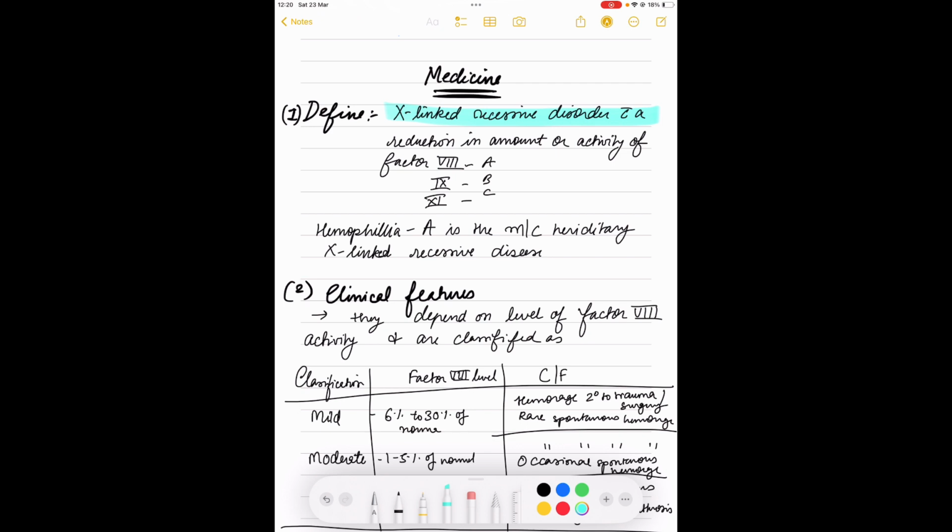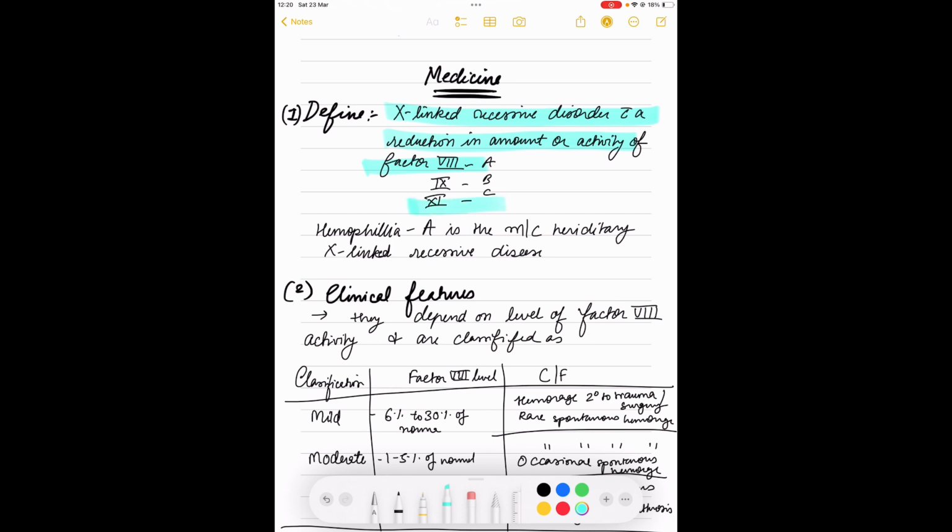It is an X-linked recessive disorder characterized by a reduction in the amount of factor 8 in case of hemophilia A, factor 9 in case of hemophilia B, and factor 11 in case of hemophilia C.